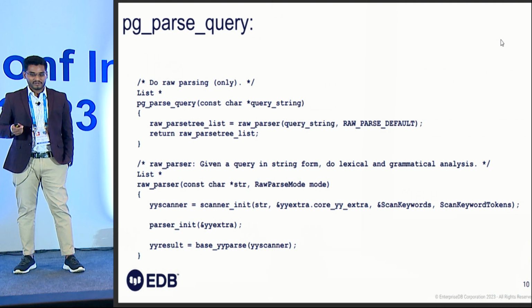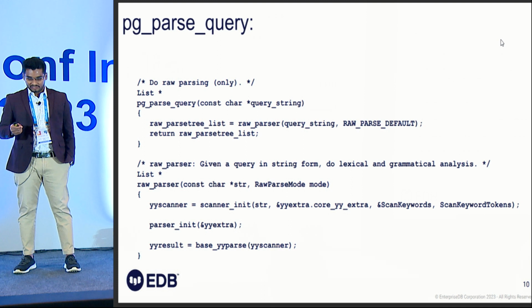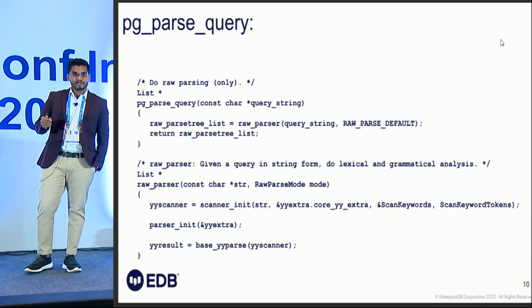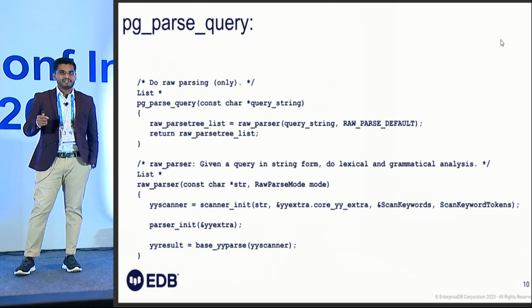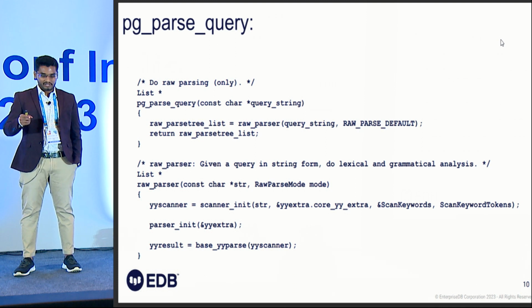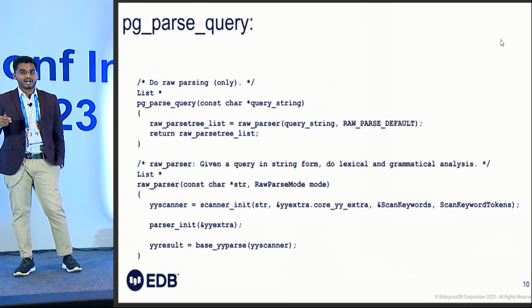As I mentioned, PG parse query is the very first function from the parsing phase. This is the prototype for the PG parse query function. It has 2 elements actually, the scanner and the parser. The scan.l file has the scanner, and the gram.y file has the definitions where all the patterns, or the rules, have been written.